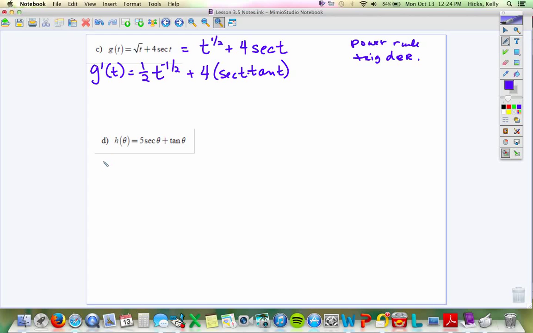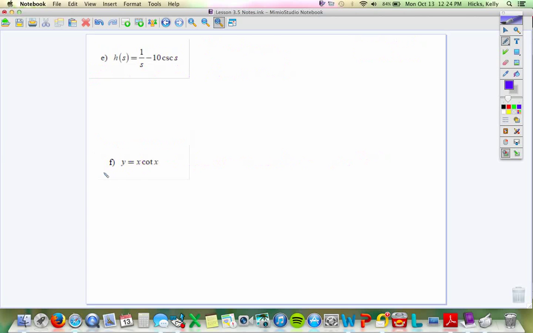h of theta is equal to 5 secant theta plus tan theta. All right, so h prime of theta is equal to 5 times the derivative of secant theta, which is secant theta tan theta, plus, what is the derivative of tangent theta? It is secant squared theta, and you're done. They're very easy problems. It's just a matter that you're not going to have a note card on the test. You're going to have to memorize them. It is a must.